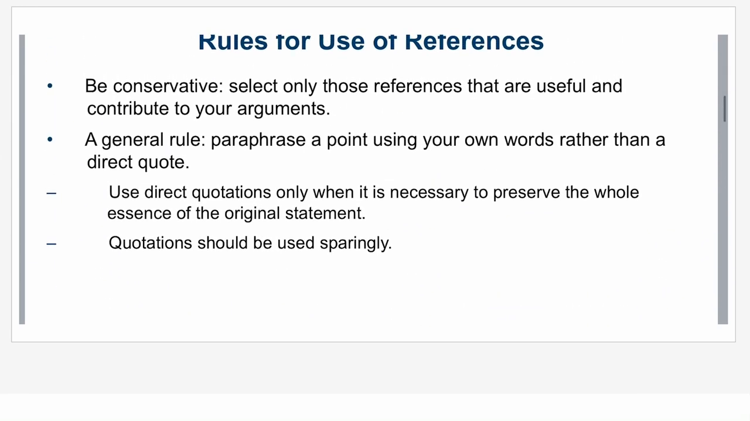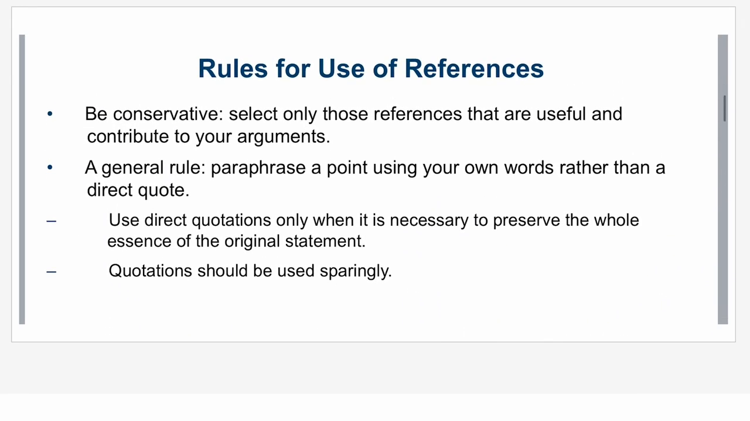Okay, and so back to this last slide here. Some general rules for the uses of references: when it says be conservative and select only those references that are useful and contribute to your arguments, it doesn't mean use fewer sources overall, like don't cite things. That's not what it's saying. I don't want you to mistake that and think that you don't need to cite your sources and give credit to your sources of information.